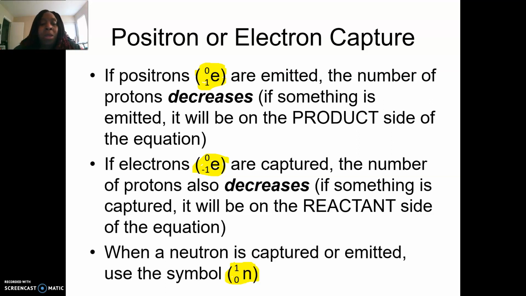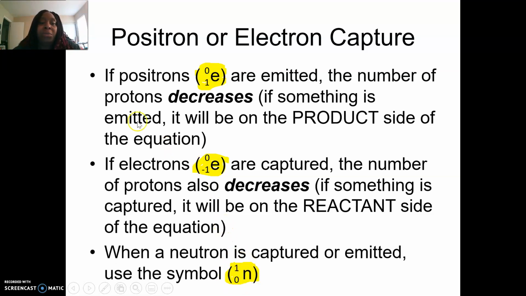Okay? All right, so in terms of a neutron, when a neutron is captured or emitted, you're going to be using this symbol to represent it in the equation. So it's going to be a lowercase n, and then your mass number is going to be 1, and then your charge is going to be 0, which should make sense, right? Because a neutron doesn't have any charge, but it obviously has a mass, so it's going to contribute to the mass number, but not the actual charge, okay?